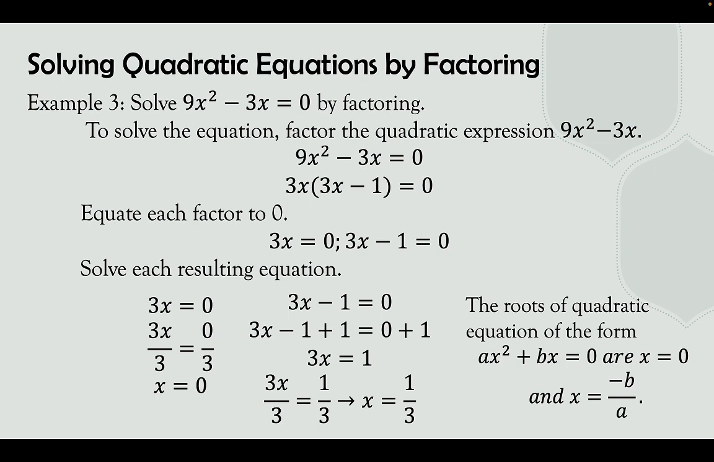So the roots of the quadratic equation ax squared plus bx equals 0 are x equals 0 and x equals negative b over a.